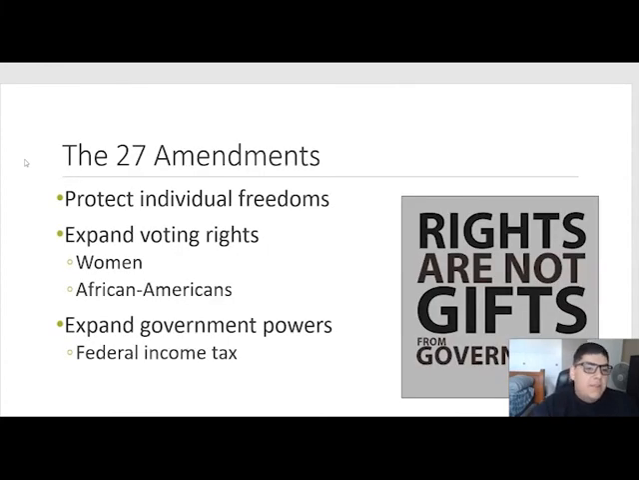So the 27 amendments we have now protect individual freedoms, expand voting rights, for example for women and African Americans, and they have expanded government's power over time by adding federal income taxes.